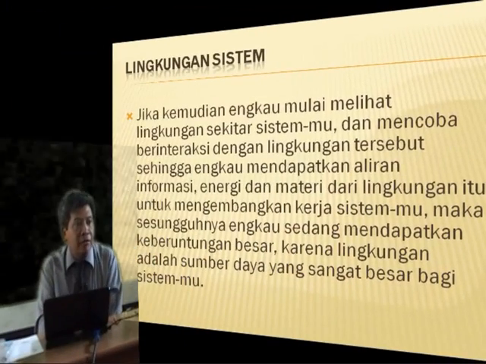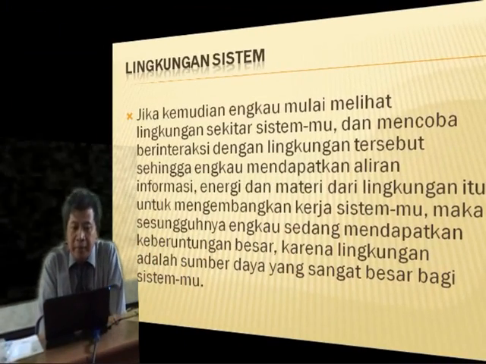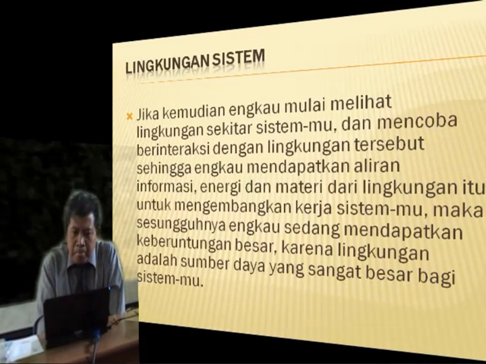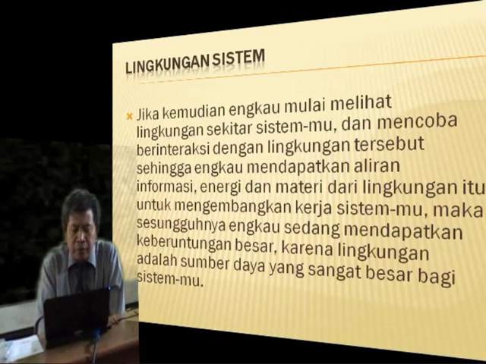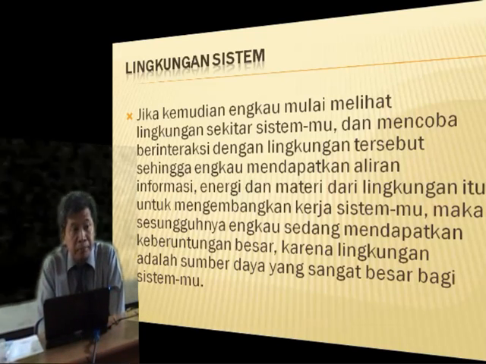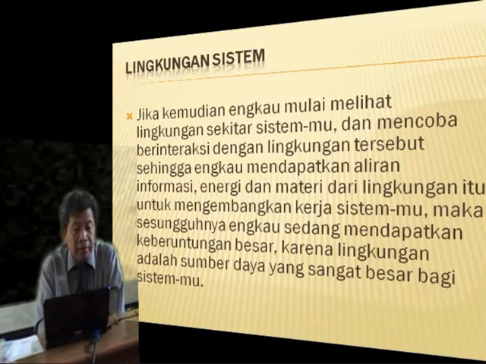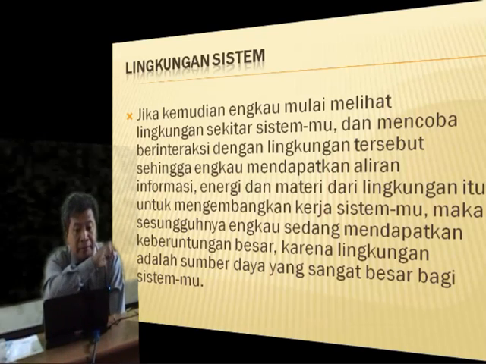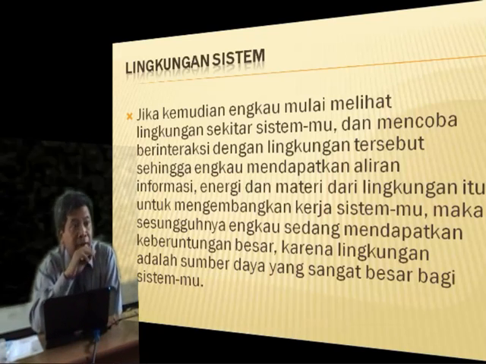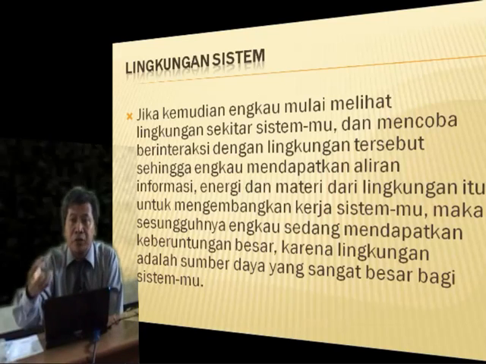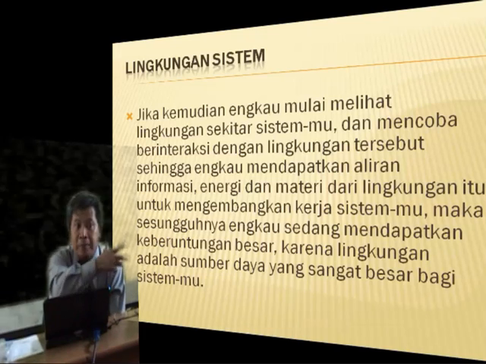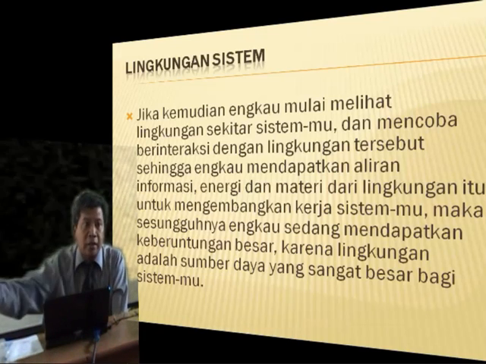How about the environment of the system? After you understand well about priority, metabolism, and synergy, you look around your environment. Environment is not only natural environment. Environment can be a social environment, economic environment, and natural environment also. People are environment, institutions are environment.